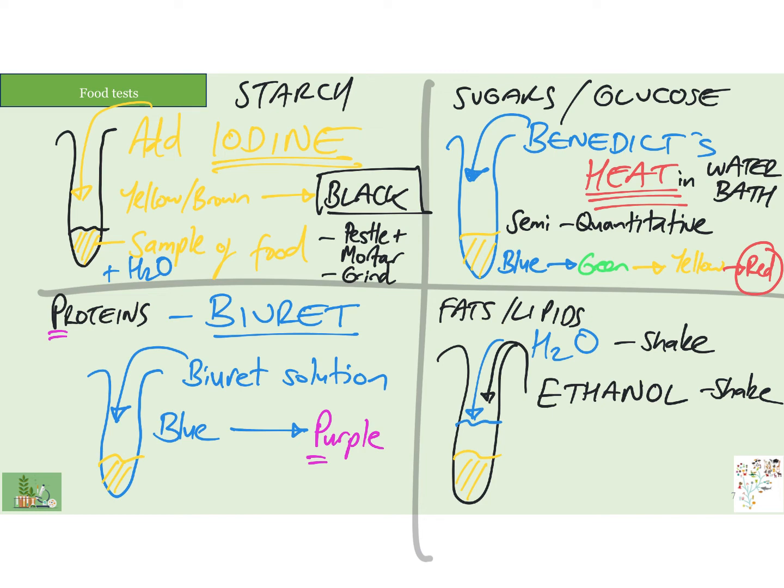If fat is present at the top of my test tube, I appreciate you can't see that very easily, I form a white emulsion. So at the very top, if lipids or fats are present, I form a white emulsion. And that is why this test is called the emulsion test.